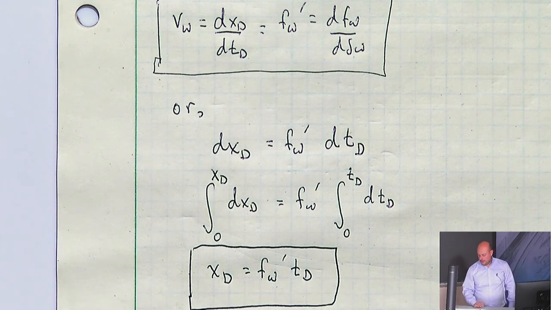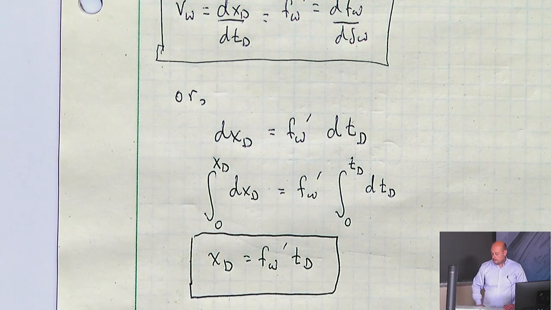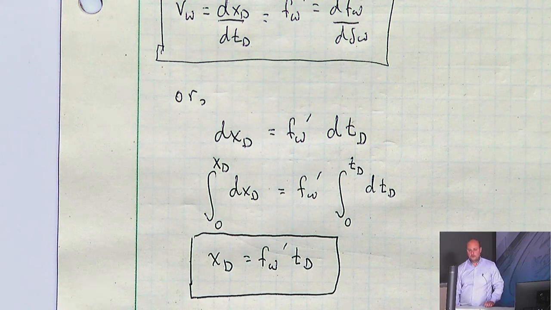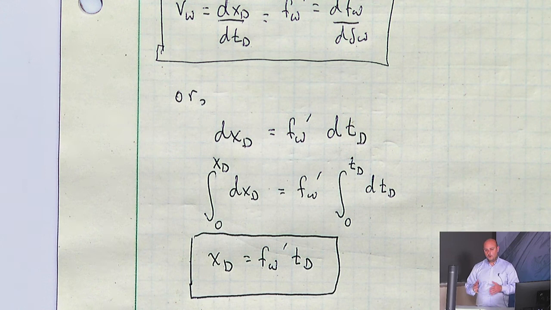This looks like a pretty easy equation. It says the distance x_D is equal to the derivative of the fractional flow of water, f_w prime, times t_D, where the derivative of fractional flow of water is, of course, a function of water saturation. What we wanted is a plot or an equation for water saturation as a function of distance at a given time.